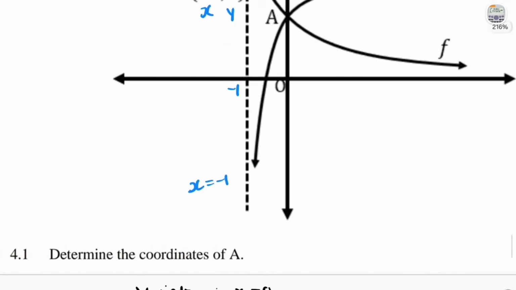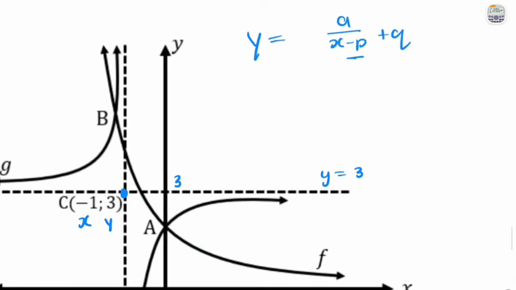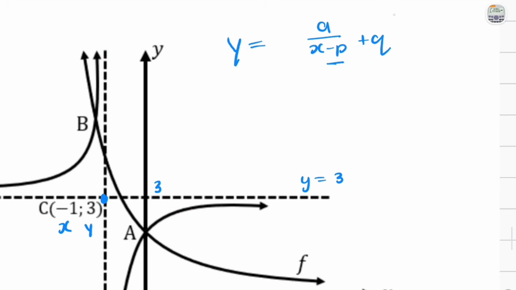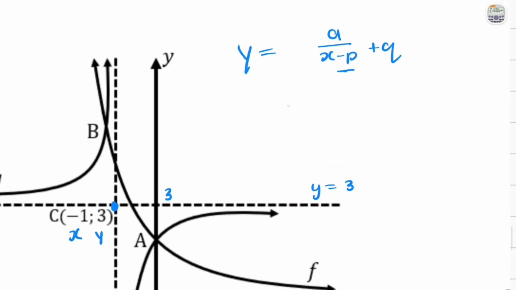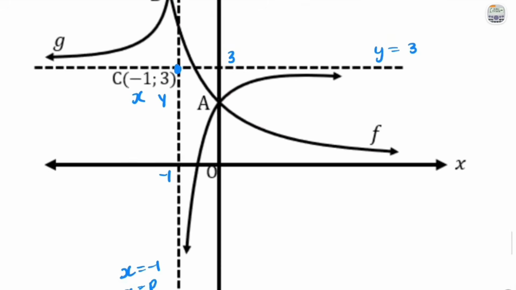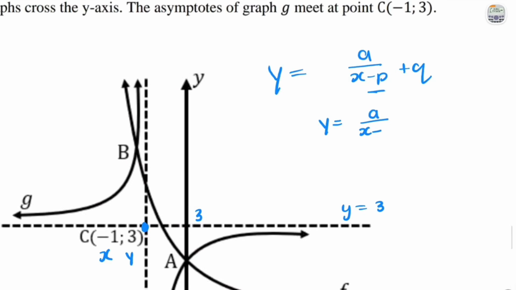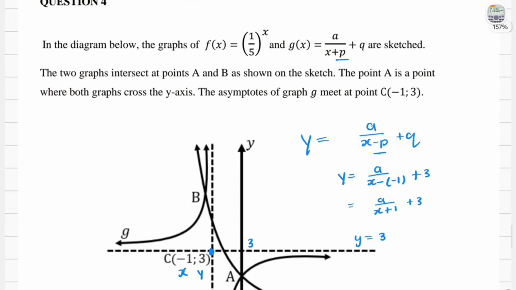And so this means that in our original equation of the hyperbola, this is p, x equals p. That is p here. So we would need to substitute it in here. And we can see that q is 3. So when we substitute that, that is y equals a over x minus, now our p is -1. Okay, so we'll say minus -1 and then plus 3. And so you see that if you simplify this, this is a over x plus 1 plus 3. And now it looks like their equation.